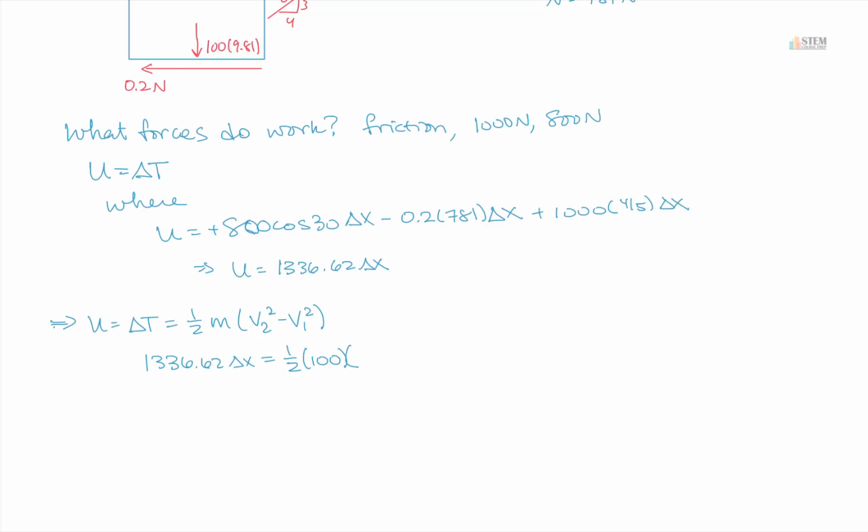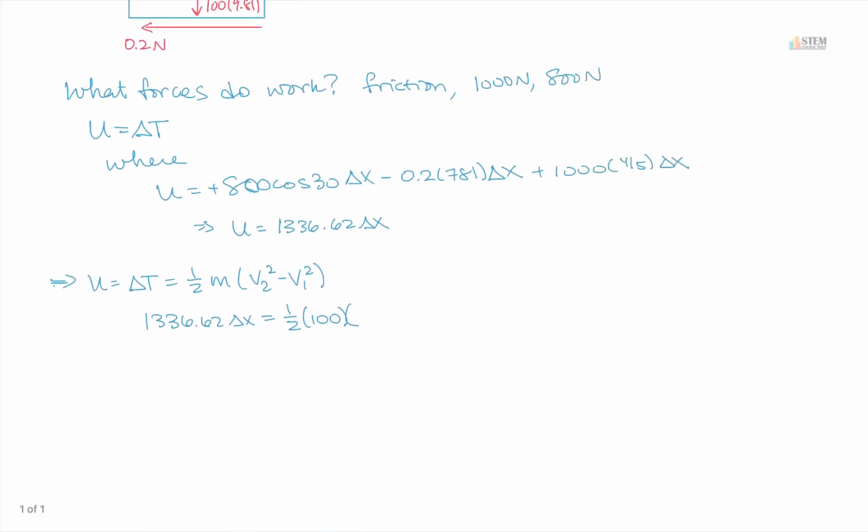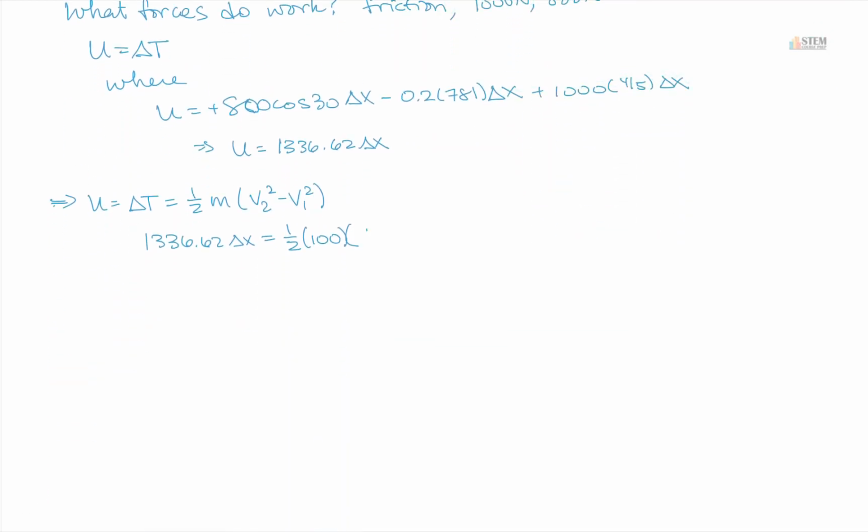And then we need our velocities. Let's go back up and look at the velocities because I don't remember what they were. Okay, first it's originally at rest, so V1, our initial speed, is going to be 0. And then it wants to attain a speed of 6 meters per second. This is going to be our final speed, so V2 will be 6. With that, I can put 6 squared minus 0 squared. Then we can simplify that right side, and that's going to give us 1,800. So now you can divide and get delta x, which is 1.35 meters.